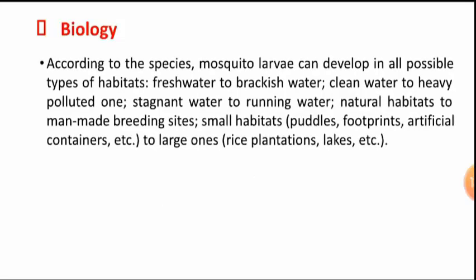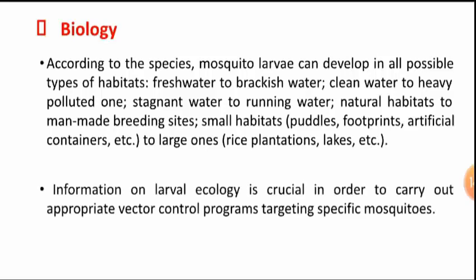Let's talk about biology. According to the species, mosquito larvae can develop in all possible types of habitats: freshwater to brackish ones, clean to heavily polluted, stagnant water to running water, natural habitats to man-made ones, small habitats to large ones. Information on larval ecology is crucial in order to carry out appropriate vector control programs targeting specific mosquitoes.